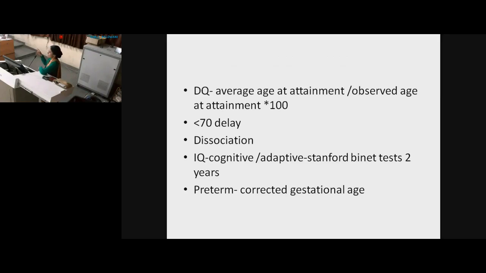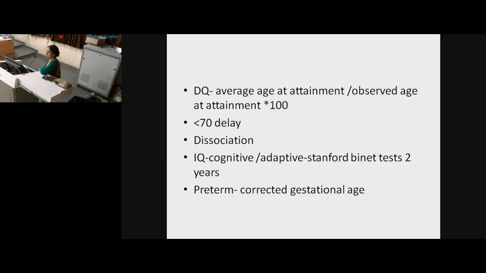So that will become roughly 18 upon 60. 18 4s are 72, 18 3s, roughly 3.5 you can say. It will be again roughly around 33-34%. So that is how you calculate the developmental quotient. If the DQ is less than 70, we call it delayed. Then there's sometimes called dissociation. What is dissociation? We find that some milestones are normal and some milestones are delayed.